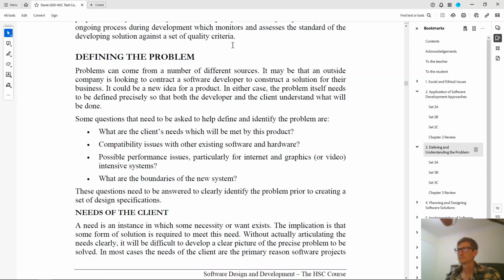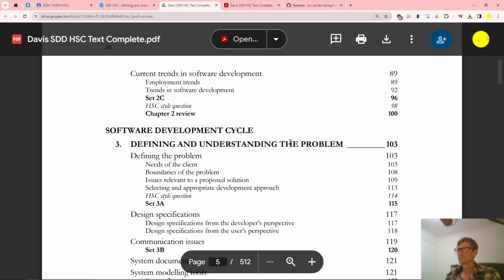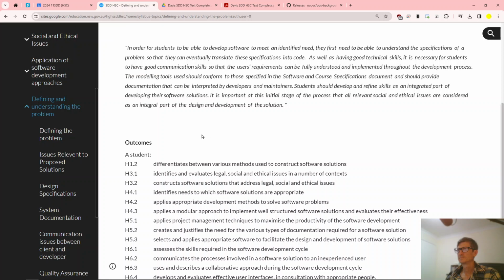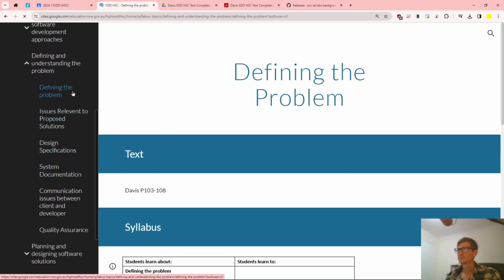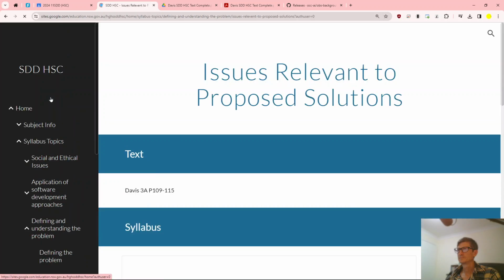So we're after 3A, 3B, and 3C. In my notes, I actually split 3A, where is it? Here it is. So 3A in the notes is actually split into 2 different sections, defining the problem and issues relevant to a proposed solution. Sort of follows the syllabus, but Davis lumps them all into 3A. And probably when you're studying, I would recommend you just do the whole 3A. The notes are here if you want to have a look at them.